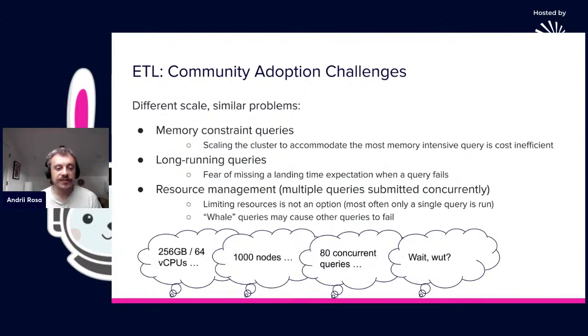As we ran these interviews, we started identifying some common patterns, and those were mostly the same things. People were concerned about memory constrained queries, long-running queries, and resource management. For example, for memory constrained queries, it was often mentioned that somebody runs a 10-node cluster, but then there's this single query that requires a lot of memory to process, and they need to upscale their cluster from 10 nodes to 100 nodes just for the sake of this single query. And then, of course, it is not cost efficient.